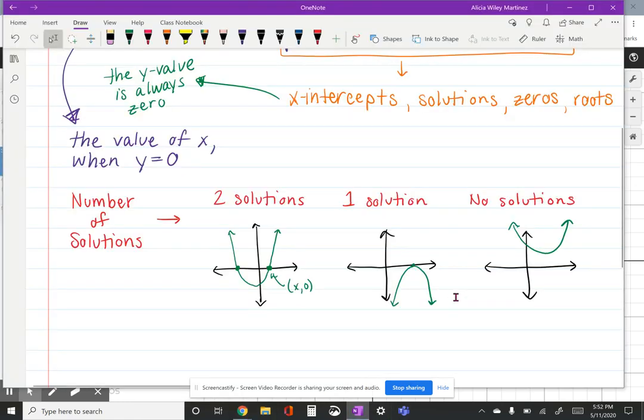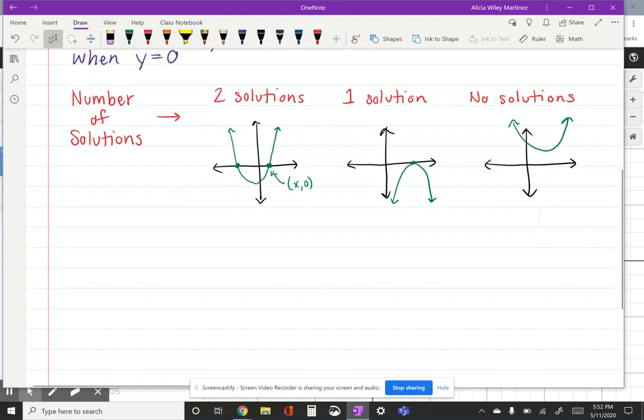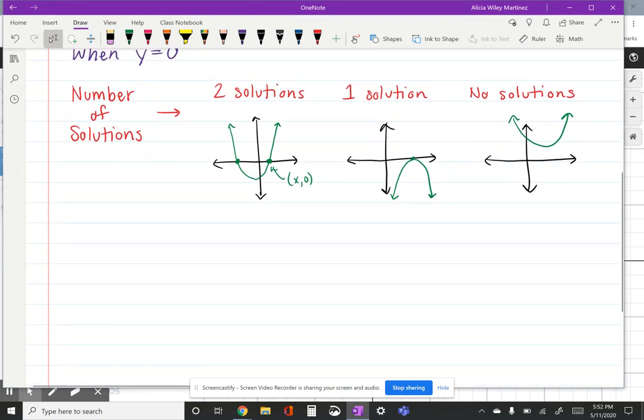Okay, so those are just some examples. So basically, when you're given a graph of a quadratic and you're asked to solve it for x, you're just going to look at the x-intercepts and specifically the x value of the x-intercept.